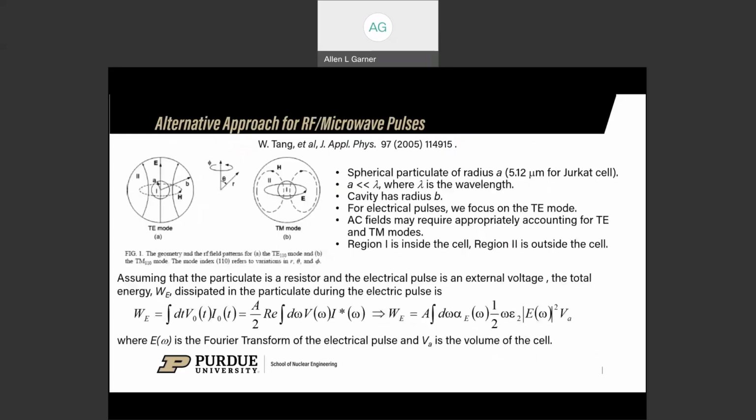This is an alternative approach that I looked at in graduate school. This was work done by my PhD advisor and some of his graduate students, looking into different types of high power microwave fields and the ability to heat particulates. And the idea here is that by using AC fields in an appropriate mode, you can create a temperature gradient across those particulates. So we tried to do the same thing.